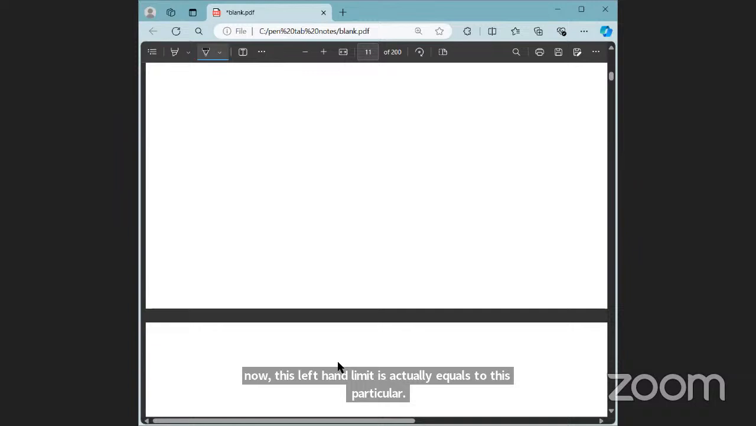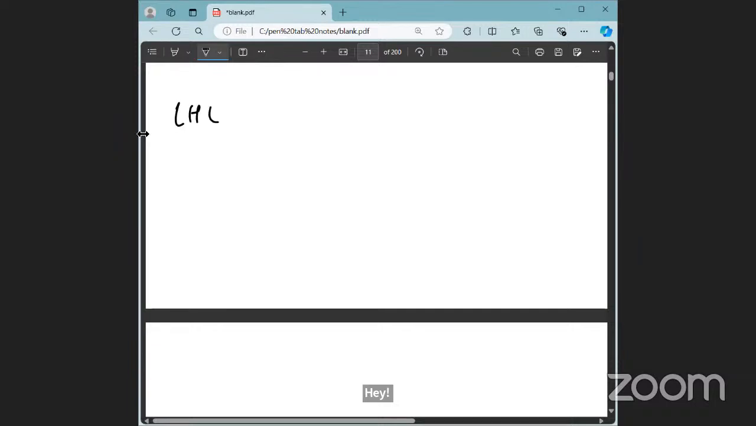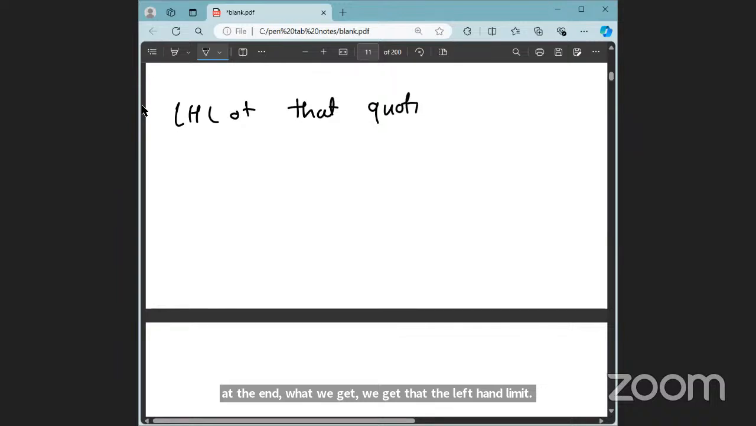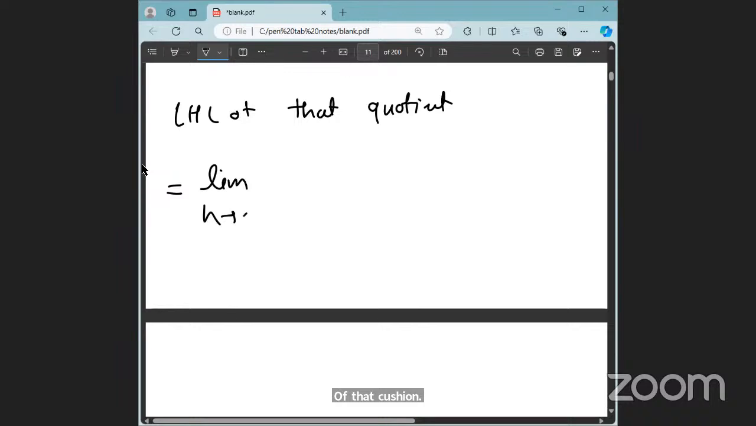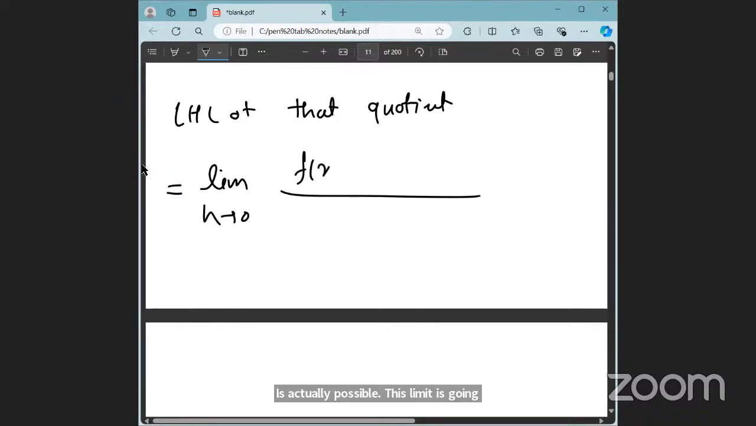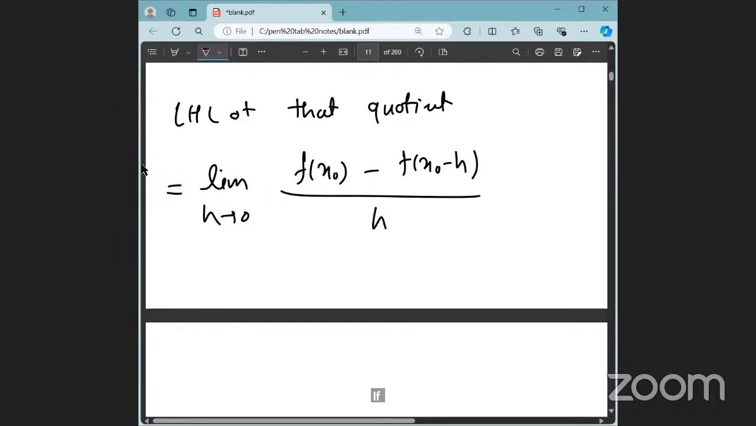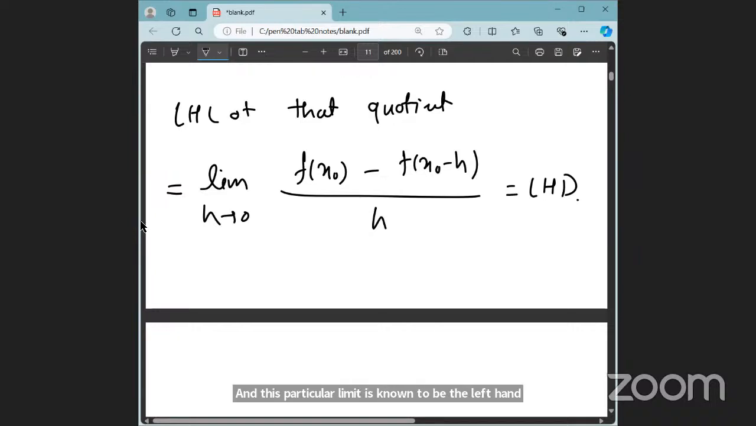So at the end, what we get is that the left-hand limit of that quotient is equal to this limit: h going to 0, f of x naught minus f of x naught minus h upon h. And this particular limit is known as the left-hand derivative, right? This limit, h going to 0, f of x naught minus f of x naught minus h upon h, is said to be the left-hand derivative.